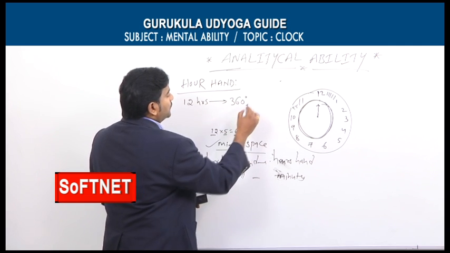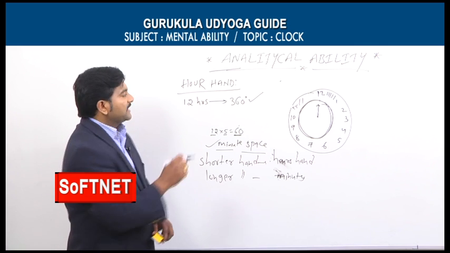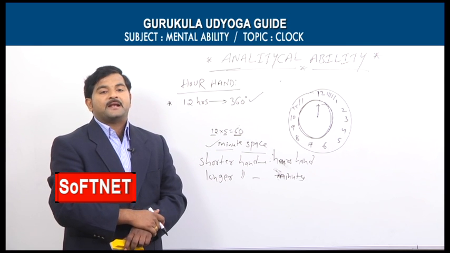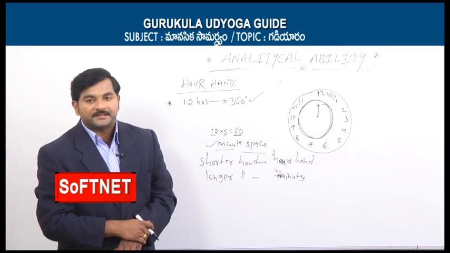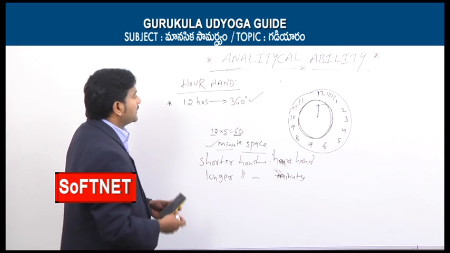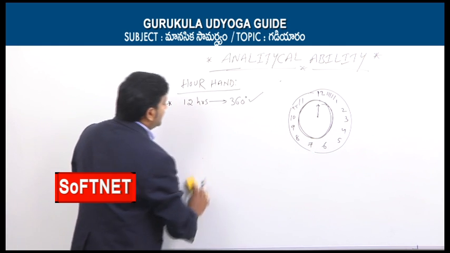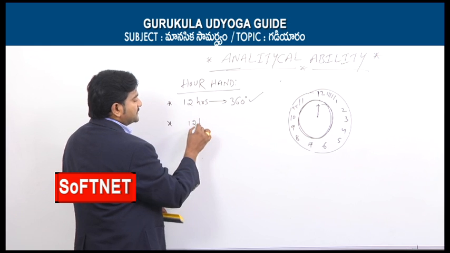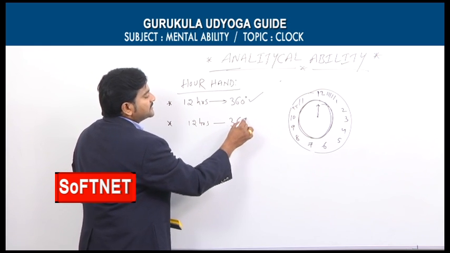So as already told you, a circle has 360 degrees. That's why, from the hour's hand, we can make one starting point. That is, in the span of 12 hours, the hour's hand makes 360 degrees. This is a very important point regarding the hour's hand. Now if we talk about the second point, in the span of 12 hours, the hour's hand makes 360 degrees.